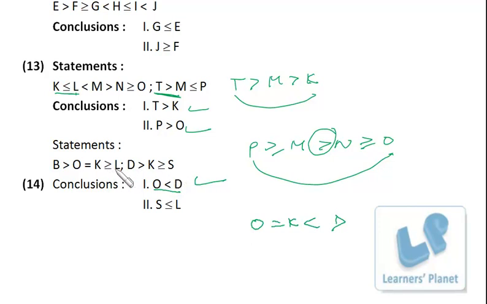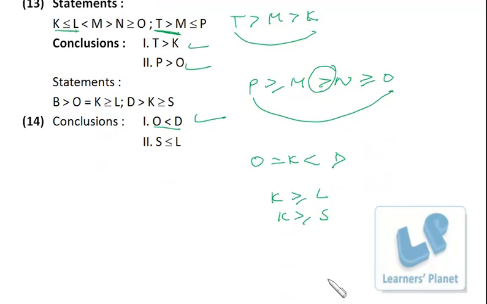So we compare S and L. Here K is greater than or equal to L, and K is greater than or equal to S also. So direct comparison between L and S is not possible, because both of them are open-ended. L may be 2, 3, 4, 5, and S may be 1, 2, 3, 4, 5, any numbers. You cannot make direct comparison, so only conclusion 1 is true. Okay, I hope you are clear.